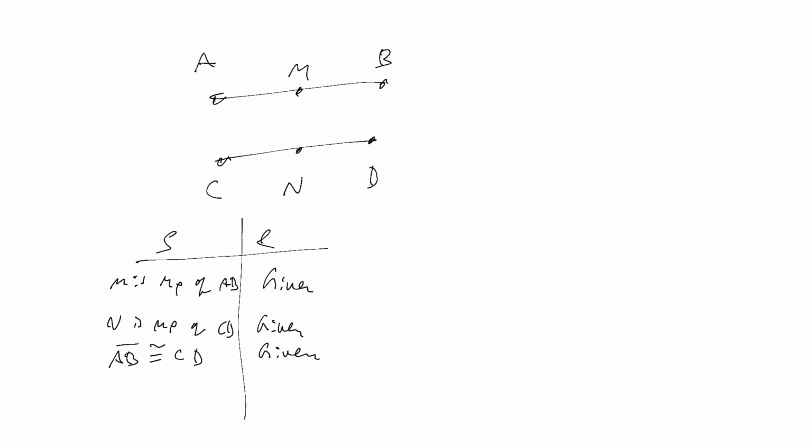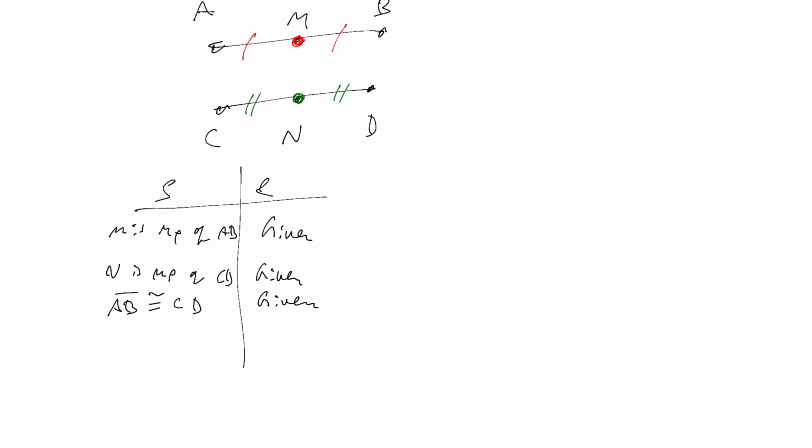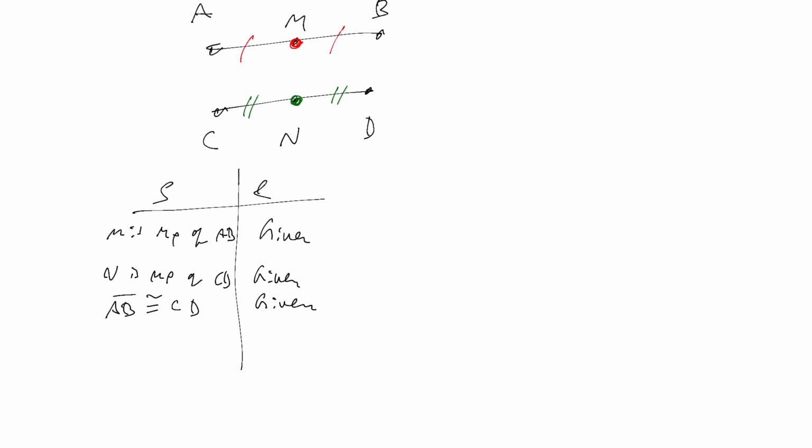In this picture, there's 3 givens. One is that M is the midpoint of AB, and from that, we can conclude that AM is congruent to MB. The second given is that N is the midpoint of CD, so CN is congruent to ND. AM is congruent to MB, and CN is congruent to ND. That's all because of the definition of midpoint.